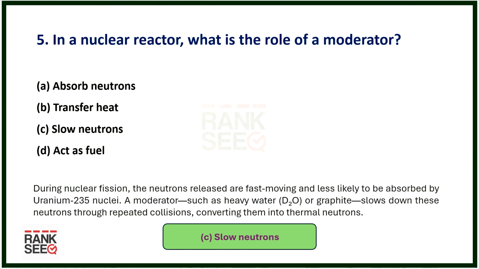A moderator, such as heavy water, D2O, or graphite, slows down these neutrons through repeated collisions, converting them into thermal neutrons. These slower neutrons have a much higher probability of inducing further fission, thereby sustaining a controlled chain reaction. Without a moderator, most neutrons would escape or fail to trigger new reactions, making the reactor inefficient.